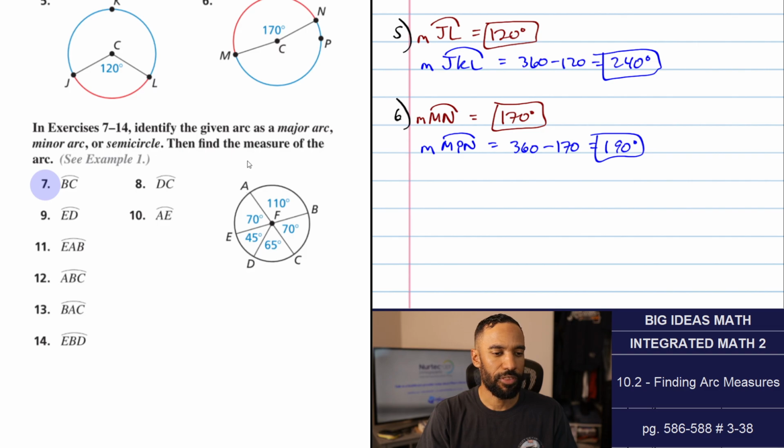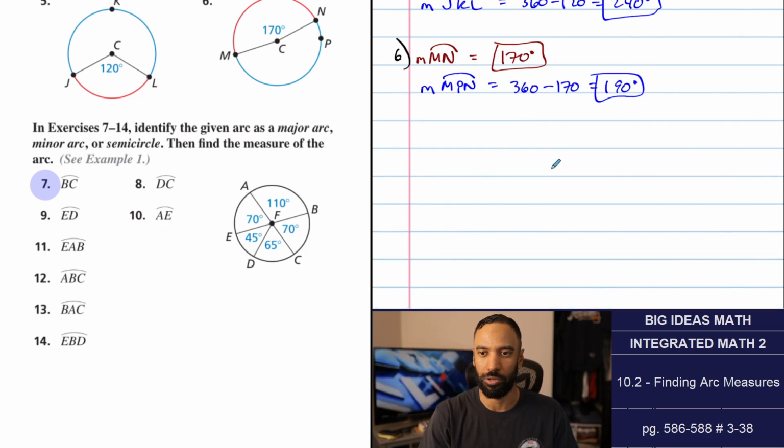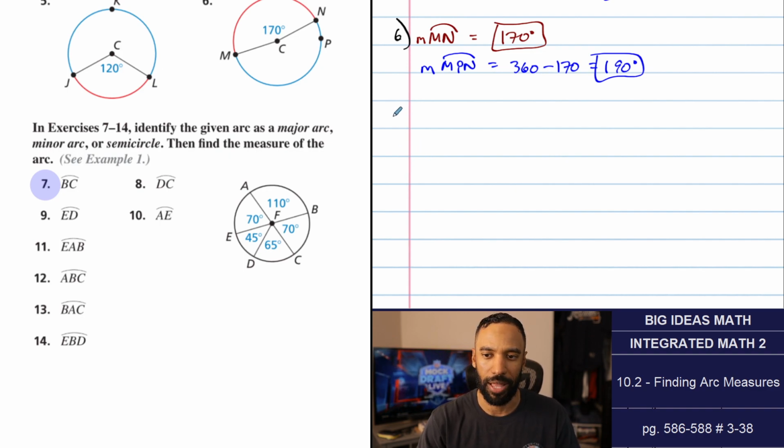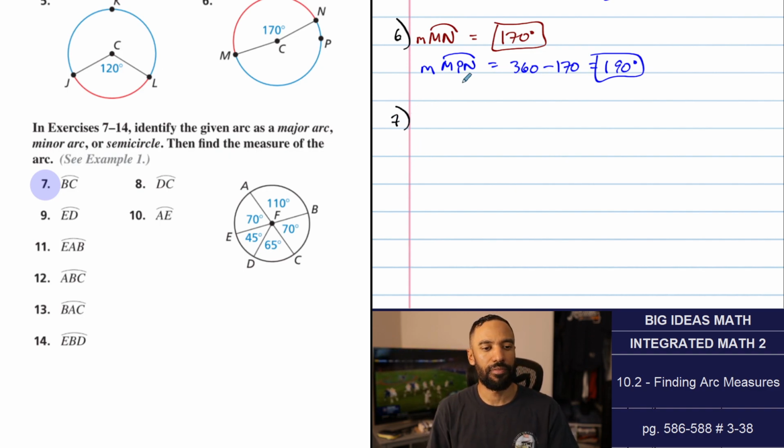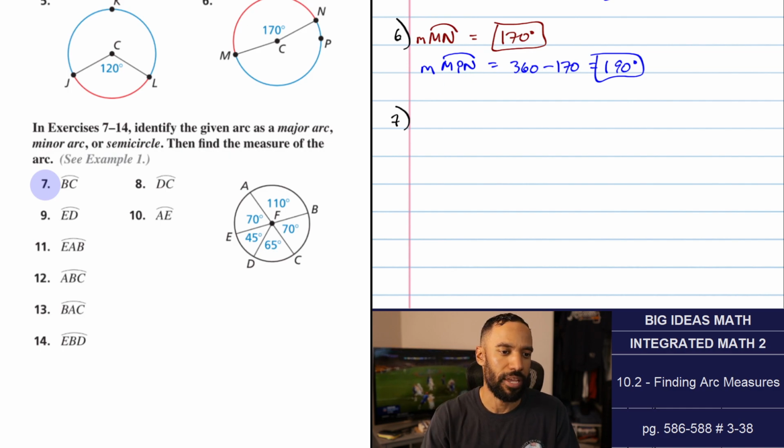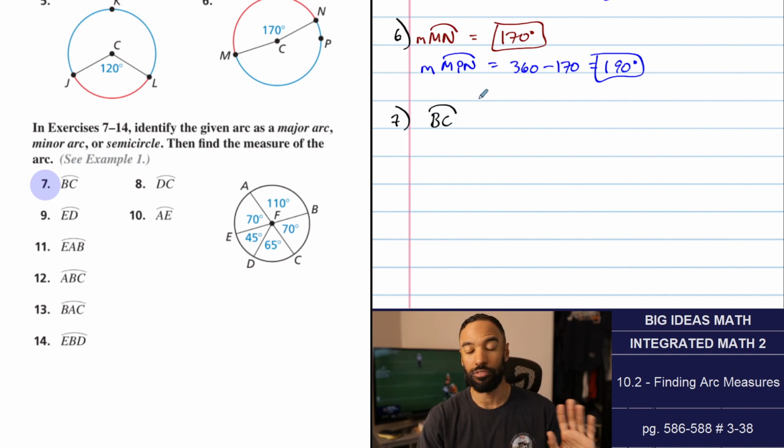All right, numbers 7 through 14. Maybe these ones go really fast, and maybe we can just copy and paste that whole docket. I'm not sure. Probably stick with one black color this time, though. Numbers 7 through 14, identify the given arc as a major arc, minor arc, or semicircle, then find the measure of the arcs.